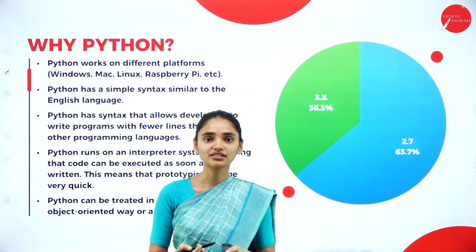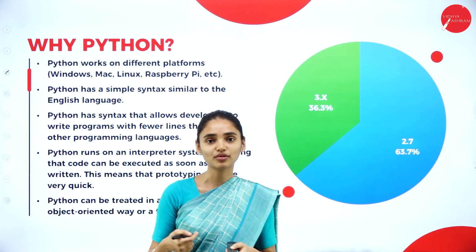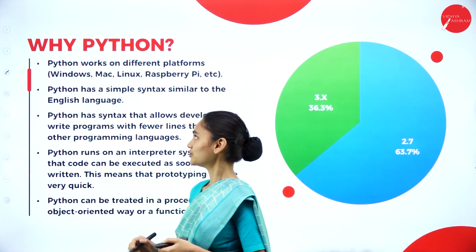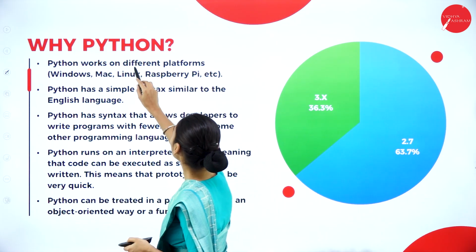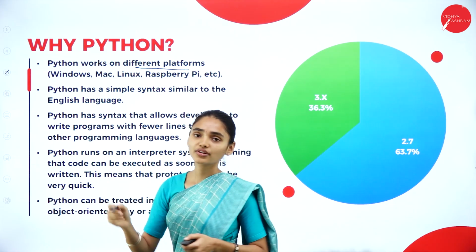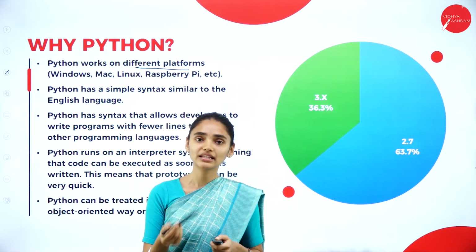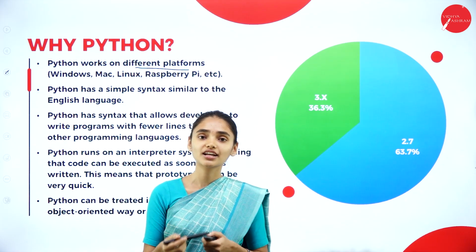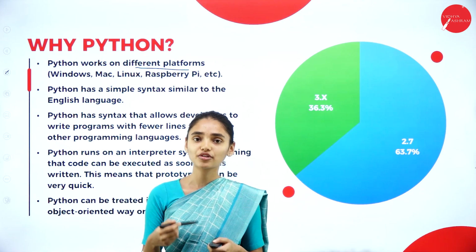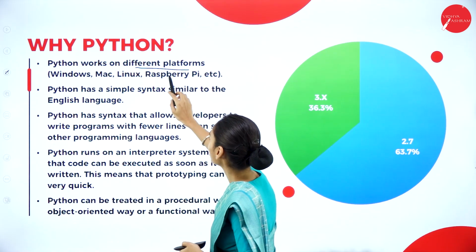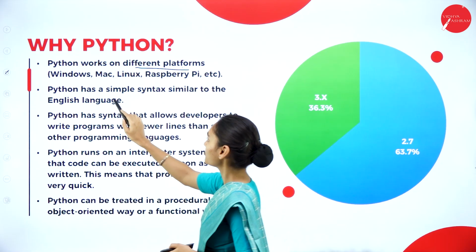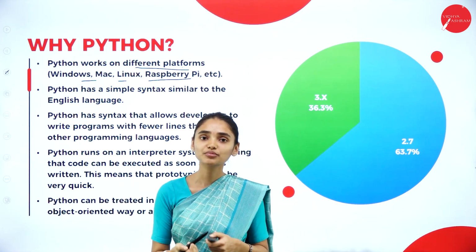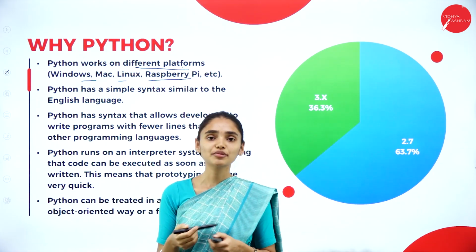Next is why Python. Python is a popular programming language which is used for various platforms. Why is it most popularly used? The first thing is it works on different platforms. Once you write the code, you can run it on many platforms: Windows, Linux, Unix, Mac. Irrespective of platform, you can run the code. Windows, Mac, Linux, Raspberry Pi. So a Python program can be run on these different platforms.